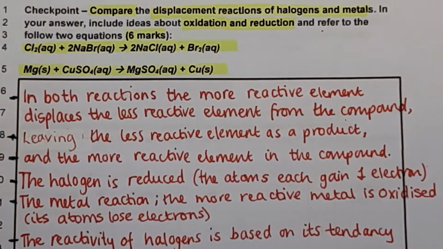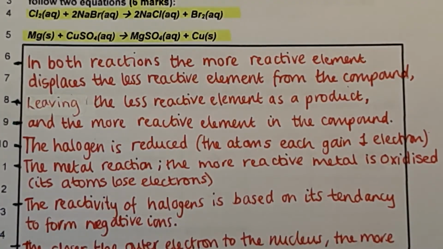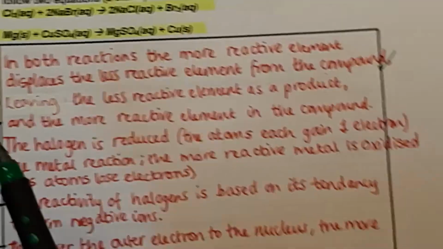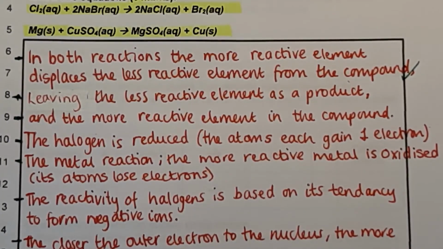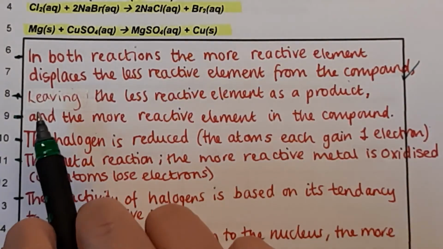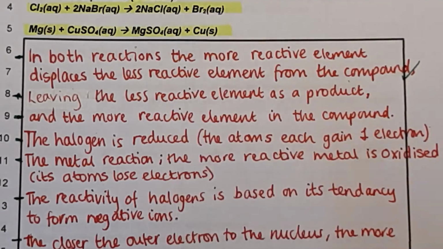Okay, so there is a lot you can write for this answer, and it's quite tricky to mark, but I've given you some examples of things that would gain you marks. So first of all, you could say that in both reactions, the more reactive element displaces the less reactive element from the compound, and that would get you a mark. In fact, every individual bullet point here would give you a mark. Then you could say that that leaves the less reactive element as a product, so the bromine for this one and the copper for this one, and that would be worth a mark too.